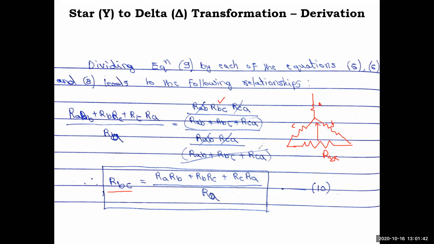In the same way, I am going to get the remaining two branches also. Here also I will get the same way. Same term, equation 9, RAB RBC RCA divided by which term? RB I will get. Similarly, for this delta branch, the same RAB RBC RCA, RCRA, divided by the opposite resistance, which is RC. So we'll prove that by dividing the equation.